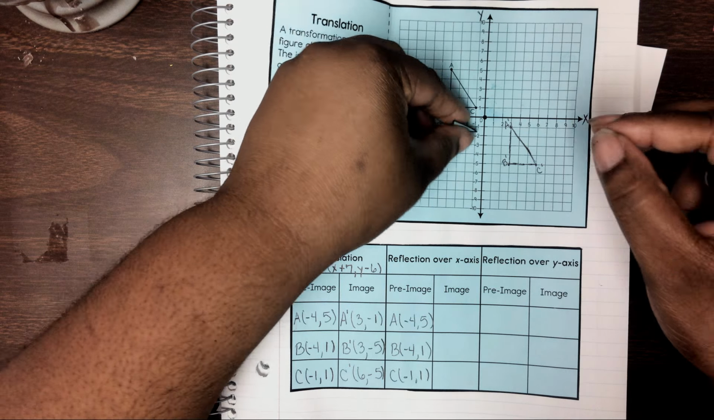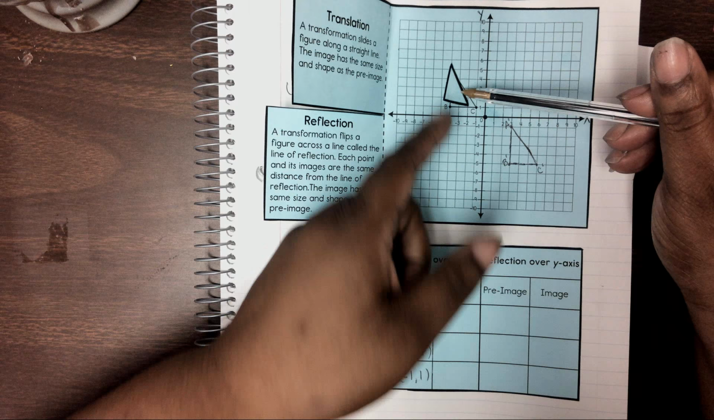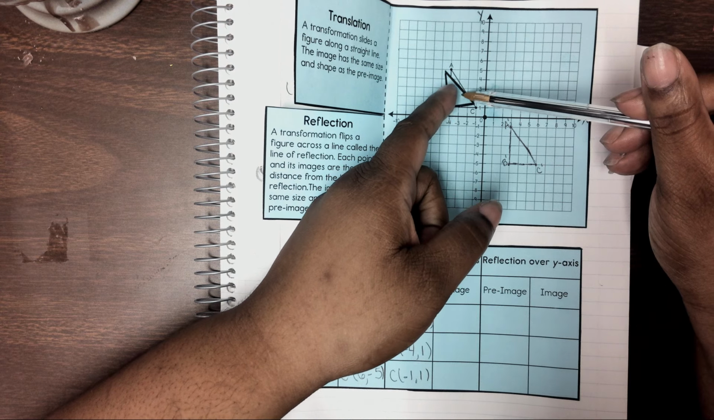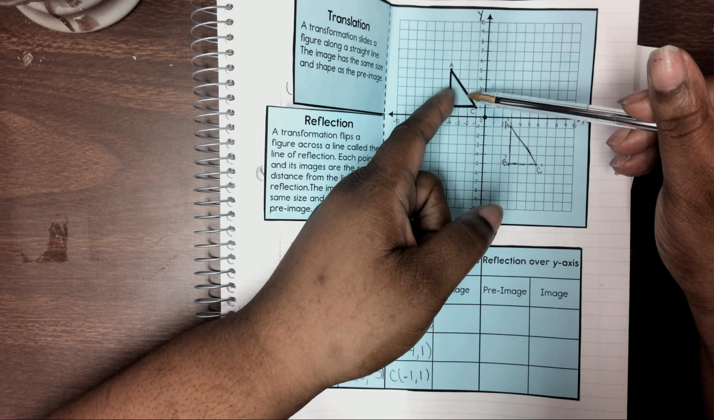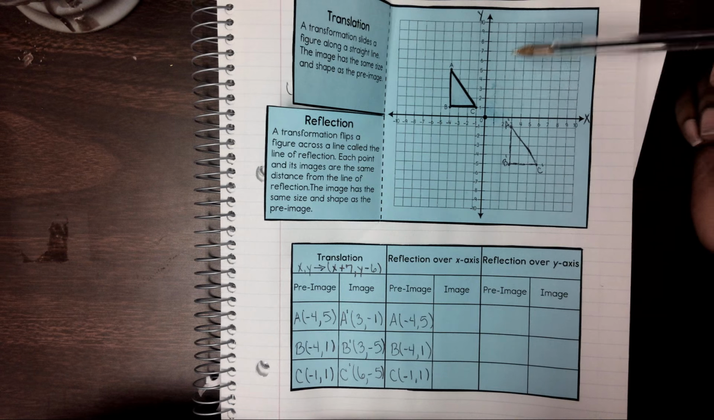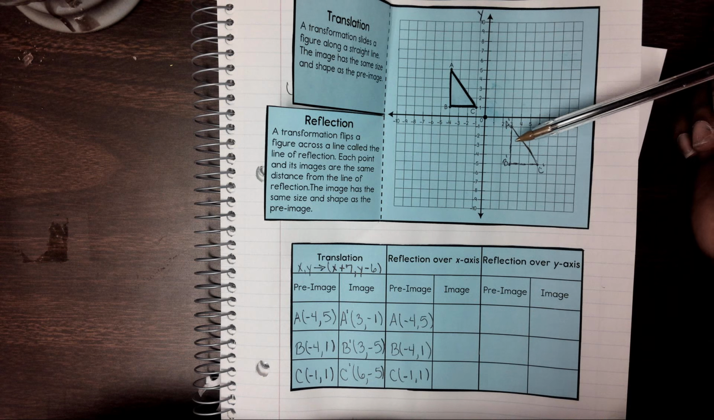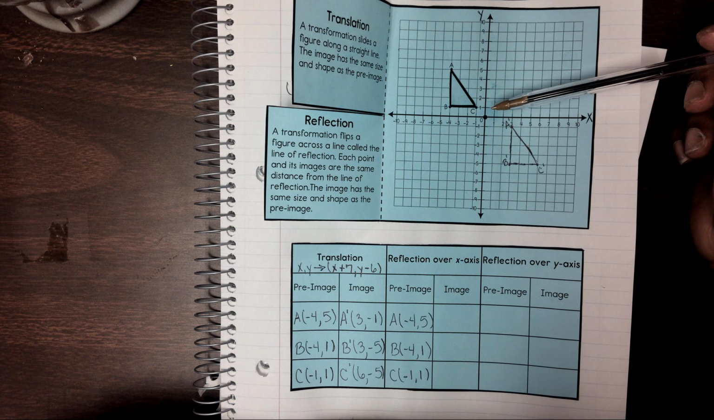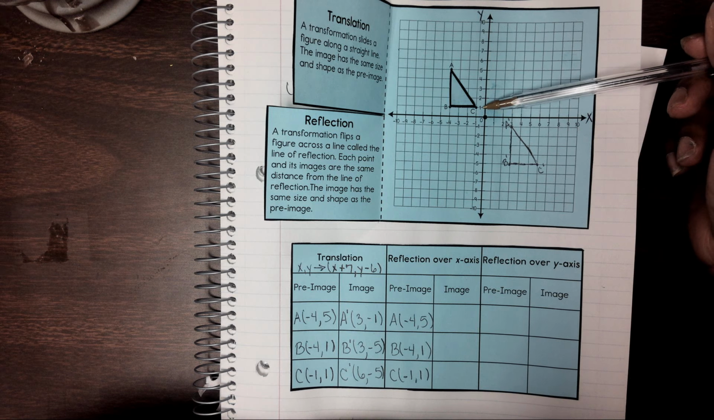So I'm going to place my triangle on top of the pre-image, the original, like so. And again, you have to manipulate it a little bit. And again, it is a simple flip, like turning a page. We're going to flip it over the x-axis.